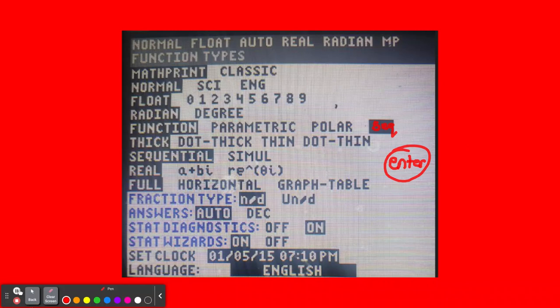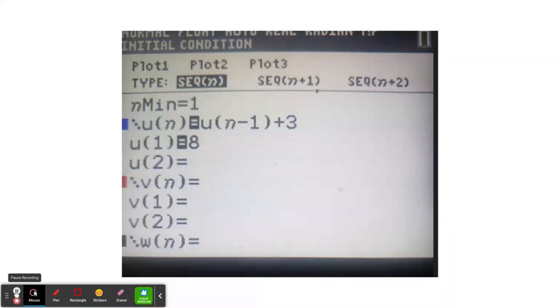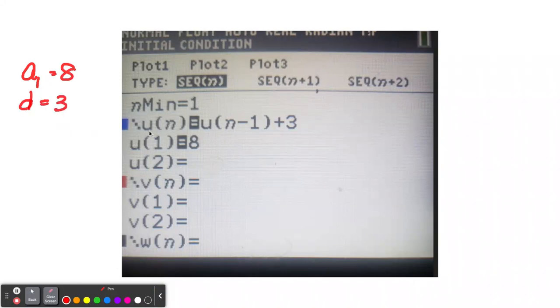All right. Now, after you hit enter, I want you to hit y equals, which is on top of second. Y equals. Hit that button. And you're going to get something like this. Let's just say, let's give a question first. Let's say that you know that a, the first term, is 8 and the difference is 3. So over here, you see these u's, and that's part of the recursive. So what you want to do is you want to get this u in here first. The first thing you want to do.